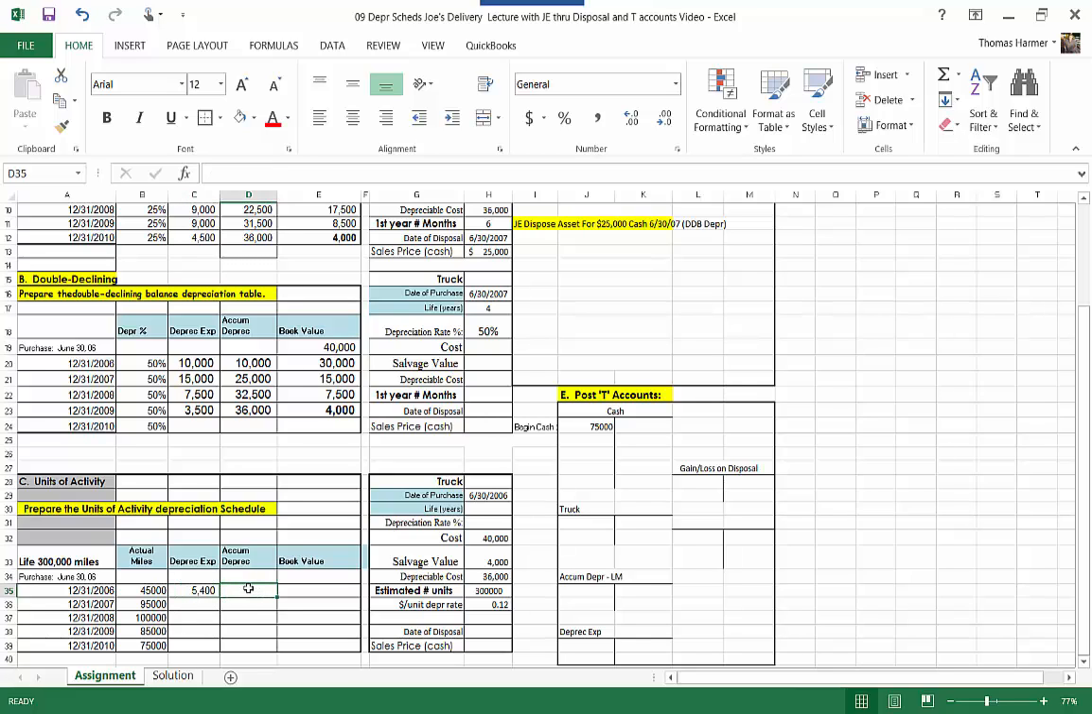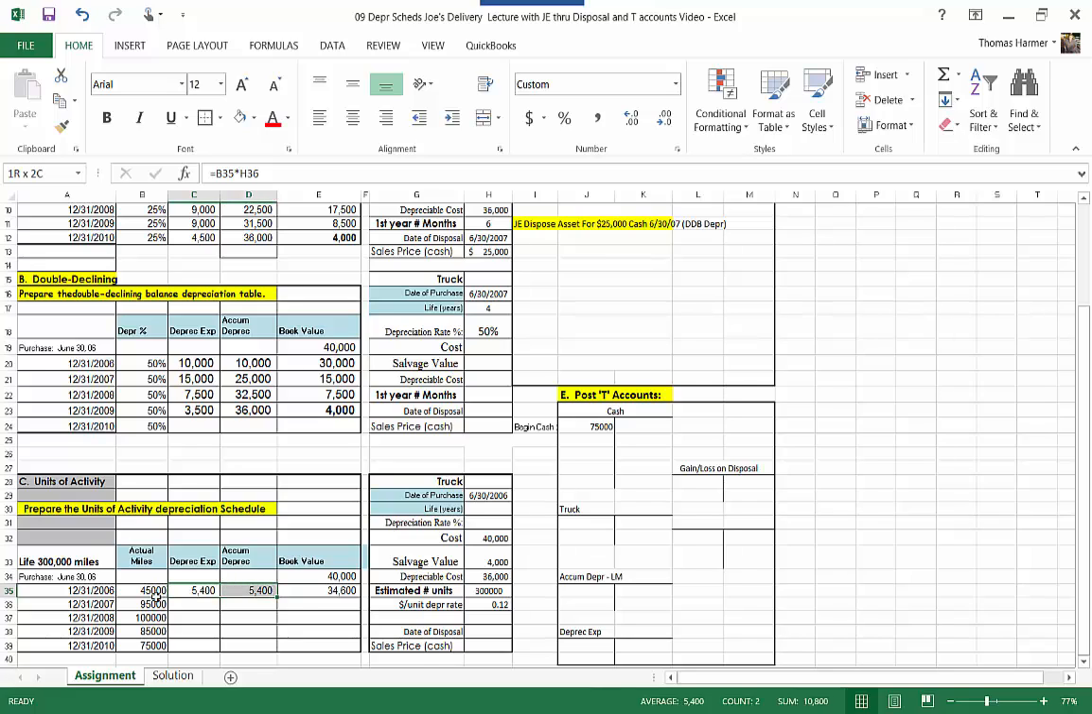The accumulated depreciation equals the prior years, which was zero, plus the current year's depreciation expense. Our book value on purchase was still 40,000. So our book value after the first year's depreciation equals our 40,000 minus accumulated depreciation at the end of the year after booking our expense. So now I'm going to come up here and that's 34. I'm going to drop a dollar sign there so we anchor in on that 40,000 as I copy down.